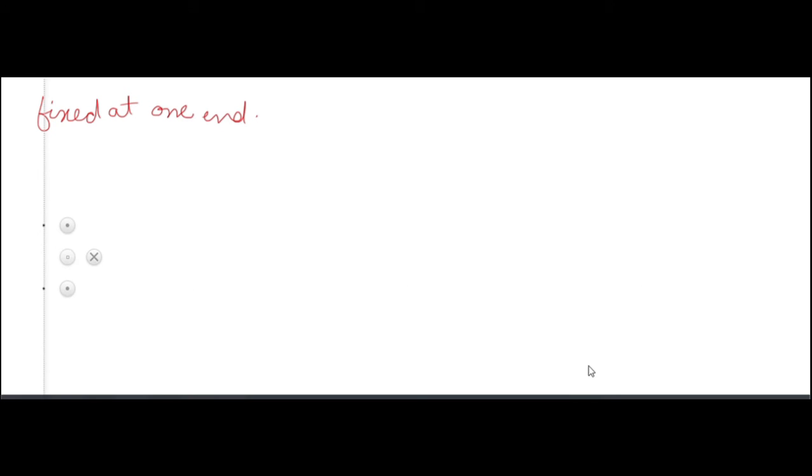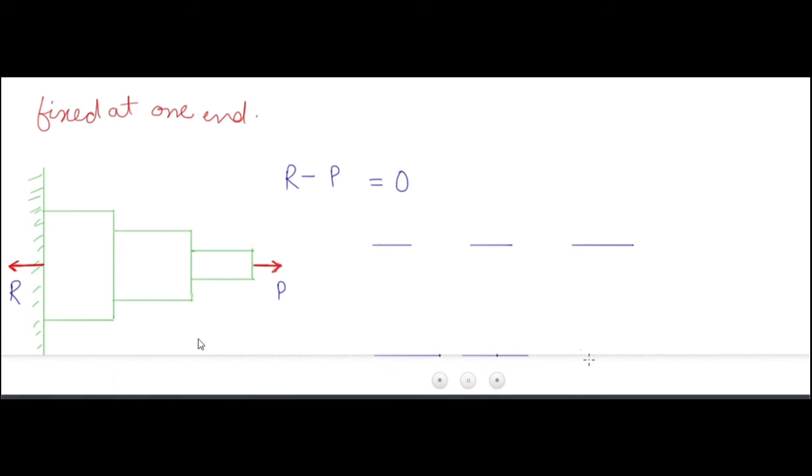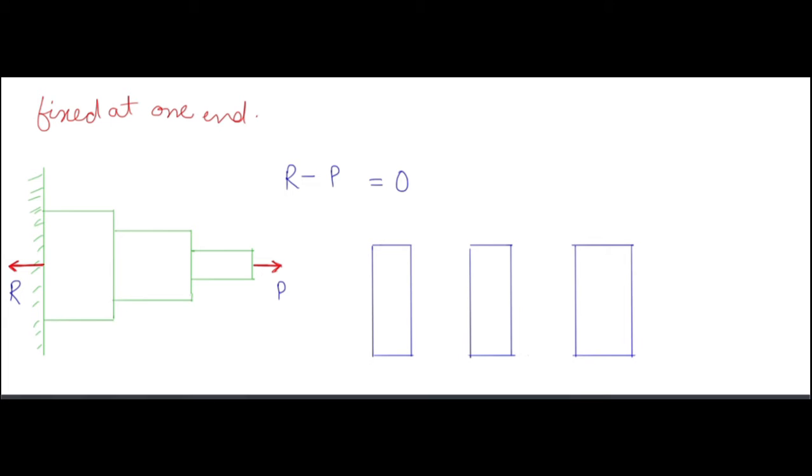Now the same, if the bar is fixed at one end. So this is fixed at one end, and these are the 3 areas of cross section, and at one point we are applying a load P. So P is applied at this portion, and then at each cross section we will have the same P acting. In the whole 3 cross sections we will have a tensile force of P. So R is also P, because R minus P is equal to 0.